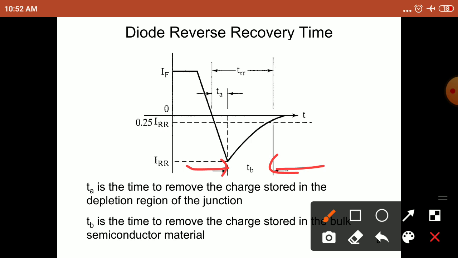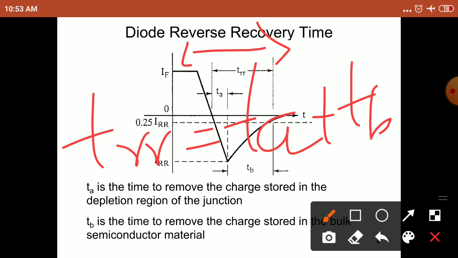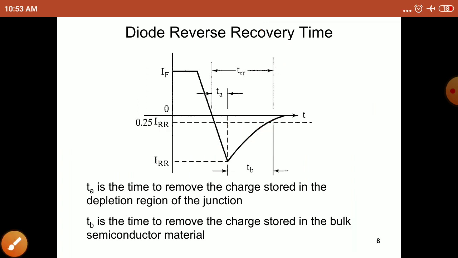Then, the total recovery time of the diode is the sum of Ta and Tb. T_RR is the reverse recovery time of a diode, and T_RR is equal to Ta plus Tb. Ta is the time taken to remove the charge stored in the depletion region, and Tb is the time taken to remove the charge stored in the bulk semiconductor present in the diode.